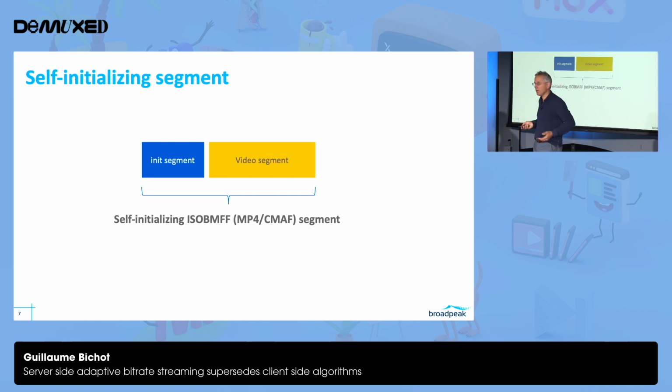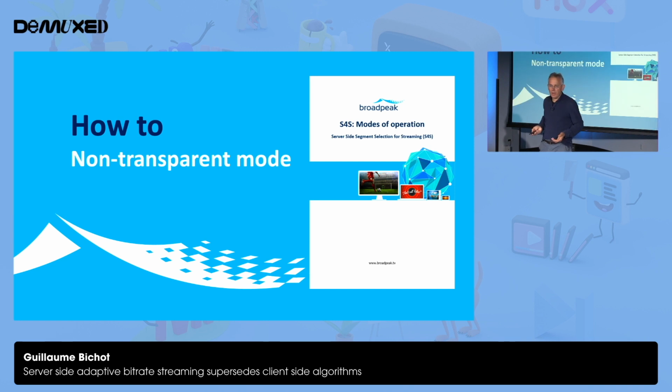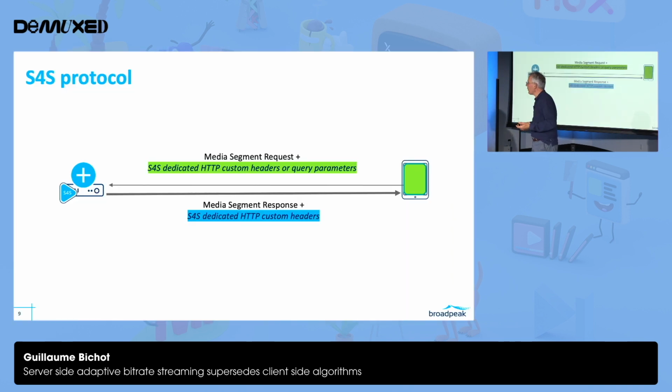So it works. The second mode is what we call the non-transparent mode. Here we have a specification, we have a protocol basically. We're going to publish this protocol soon. It will be available for everybody that wants to experiment and implement such a mechanism. It's a very basic protocol, either based on HTTP custom headers or based on query string parameters.